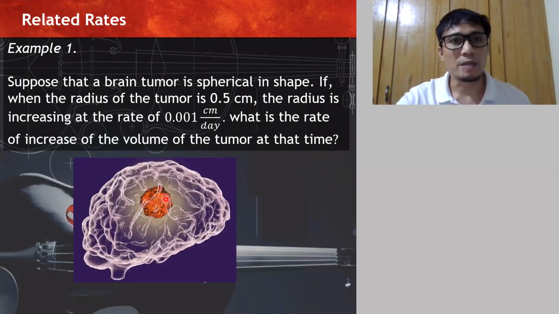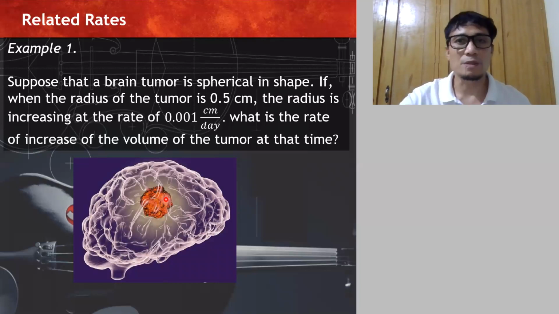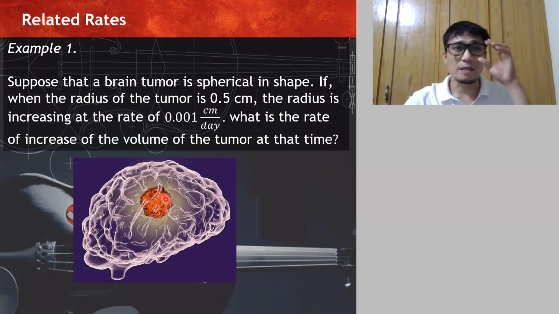Suppose that a brain tumor is spherical in shape. If when the radius of the tumor is 0.5 centimeters, the radius is increasing at the rate of 0.001 centimeter per day. What is the rate of increase of the volume of the tumor at that time?